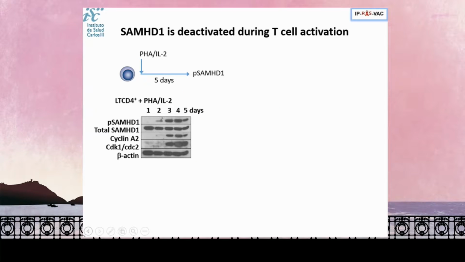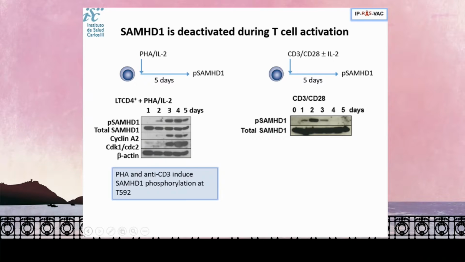So we have been analyzing what are the most important stimuli that can deactivate SAMHD1, and we found that, for example, PHA-IL2, which is a classic form of activation of the T cells, is able to produce SAMHD1 phosphorylation early, at 2-3 days, and at this point the T cells can be fully infected. In the case of classical activation, like CD3 and CD28, in the absence of IL-2, we see a peak of activation of SAMHD1 that decreases rapidly and disappears.